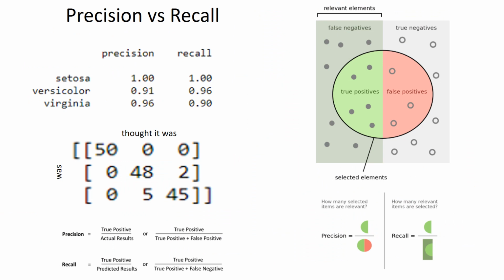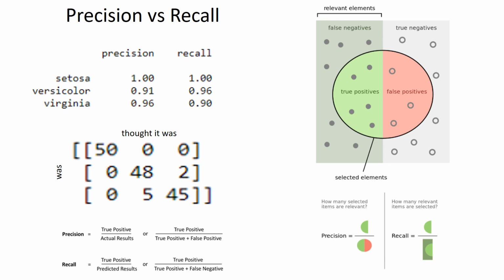So precision and recall looks something like this. This is for our Setosa data set. The precision is essentially the true positive rate. So it's the true positive divided by the true positive plus the false positives. And recall is the true positive divided by the true positive plus the false negatives. So it's two slightly different views on this.